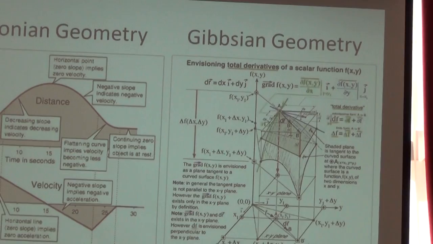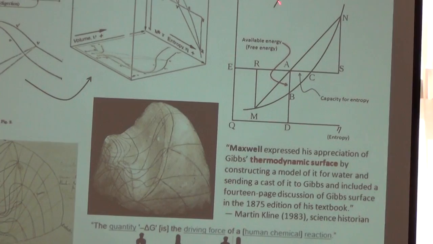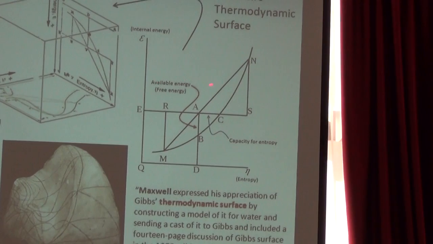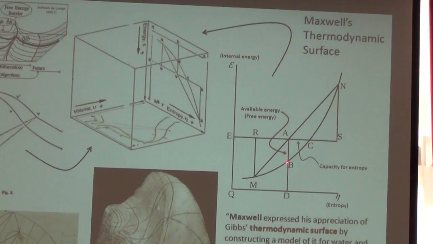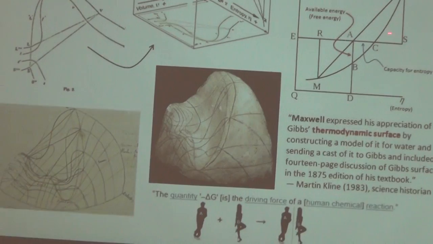but they're going to look like this. Gibbs made the first thermodynamic geometry graphs. And this AB right here is your free energy. This is available energy. If you can measure this AB system, this slope right here, in your socioeconomic system, you can predict whether your economic model will progress. This is your capacity for entropy.